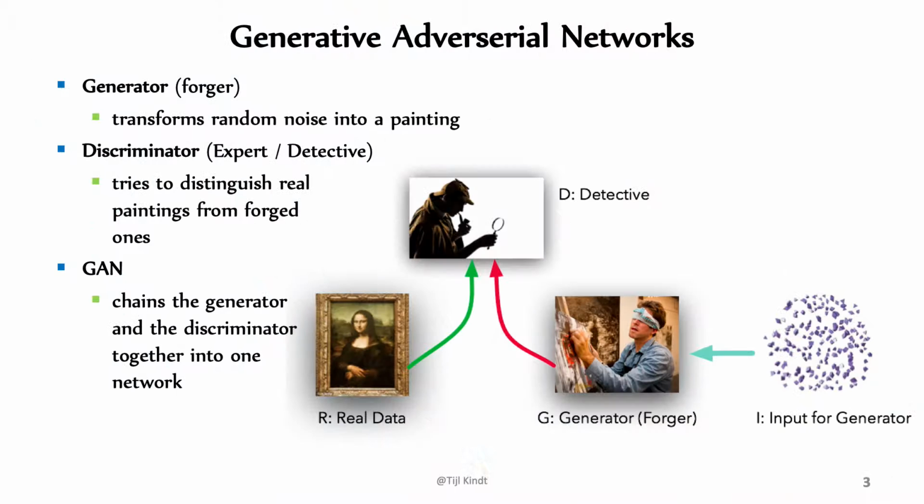To help you recap on generative adversarial networks, a GAN consists of two parts: a generator, shown here, which takes noise as input and tries to make an image out of that noise, and the discriminator, which tries to figure out whether the image was real or whether it was a forgery. We actually have three networks because we also have a third network chaining the generator and the detective, the discriminator, together into one network.